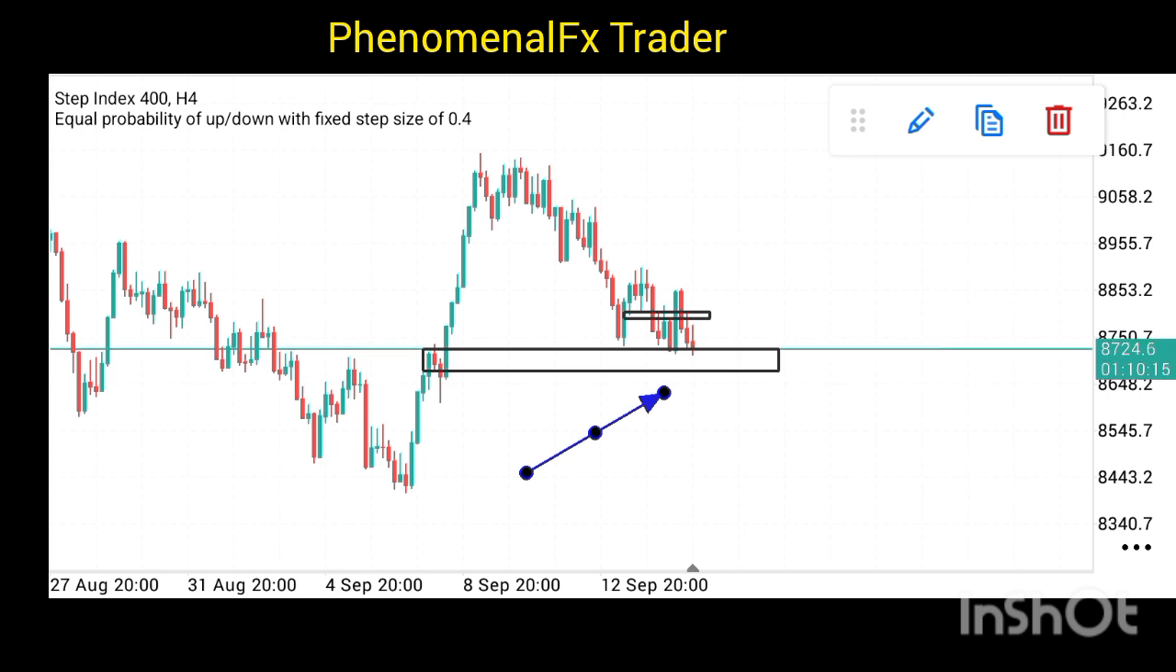All right, but if you have a good account size, you can look for an opportunity to trade some very volatile pairs to make some quick profits. All right, that is it.